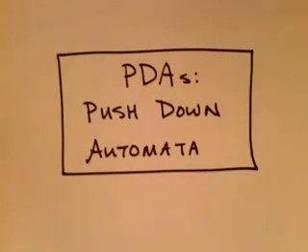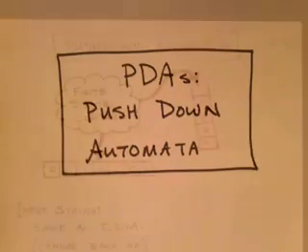In this video, I'm going to describe and formally define pushdown automata. In particular, I'm going to describe non-deterministic pushdown automata. This is exactly the machine that recognizes context-free languages. A pushdown automaton is exactly as powerful as a context-free grammar, so they recognize exactly the same class of languages.